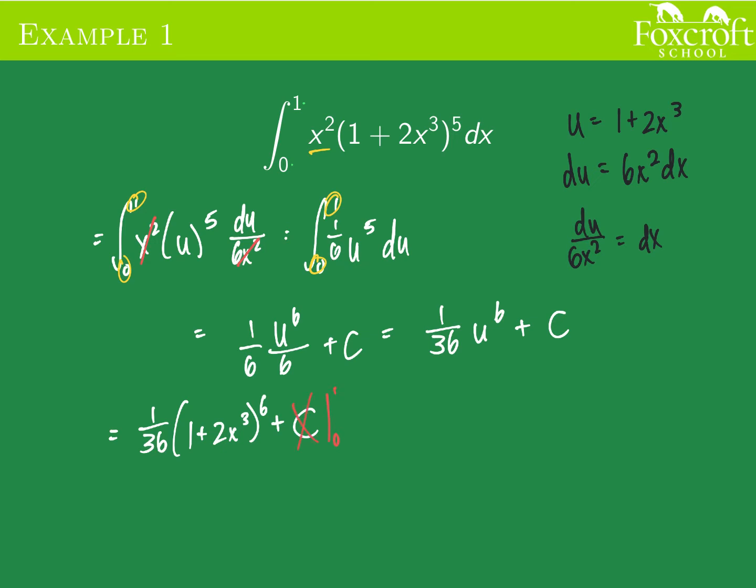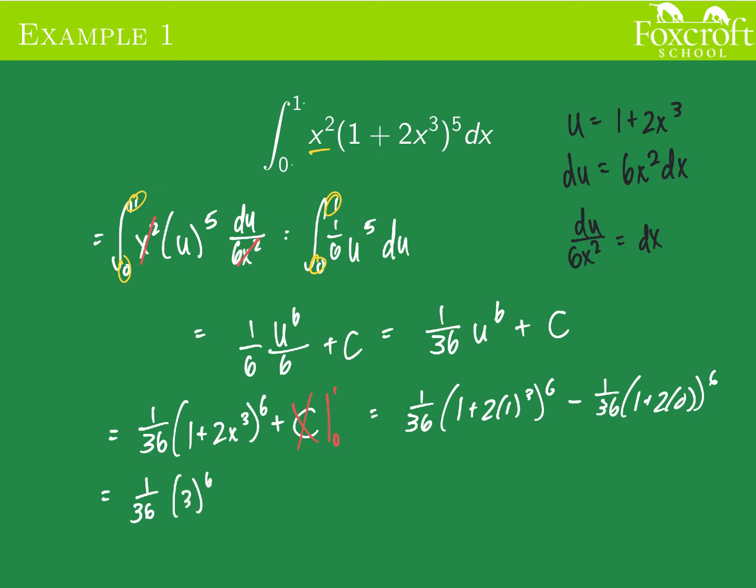We don't need the c when we're doing these versions of integration because the c's basically just cancel out when you do it. So I'm going to plug in 1 first. Then I'm going to subtract when I plug in 0. And then just simplify. So it's going to be 1 over 36 times 3 to the 6th minus 1 over 36 times 1 to the 6th.